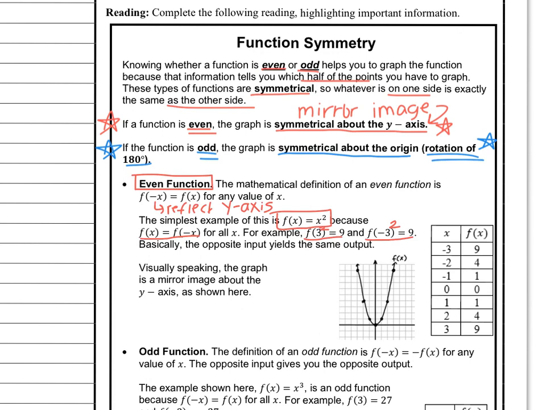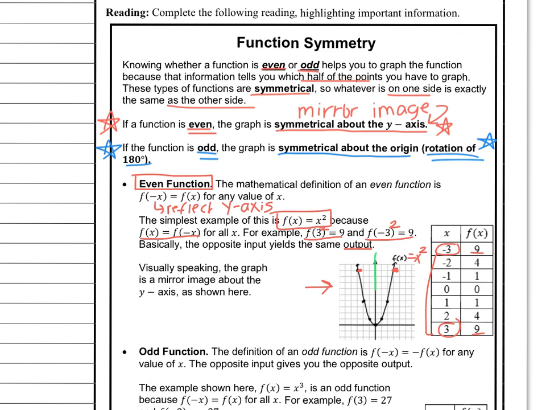Basically you're getting the same output when you plug in the positive and negative version of the same x value. For instance, if I look at negative 3 in the table, here's our parabola, that x squared equation, f of x equals x squared, that basic parabola that starts on the origin. If you look at the negative 3 value, negative 3 up at 9 right here, and its mirror image of positive 3 down here, it has the same output, 9 for both of them. So there's that symmetry on either side of the y-axis.